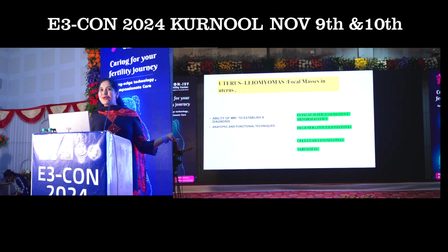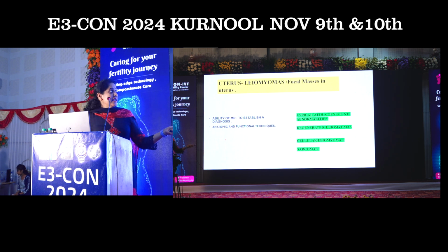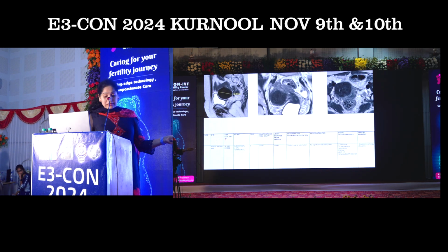But not all fibroids are typical leiomyomas. And you have combinations, as we have seen in the previous cases. The fibroids can be typical with coexistent abnormalities like endometriosis. The fibroids can have varying echo patterns, like degenerated leiomyomas. Then you have cellular leiomyomas which are mistaken for sarcomas, and then you have true sarcomas. So this is the range of pictures.